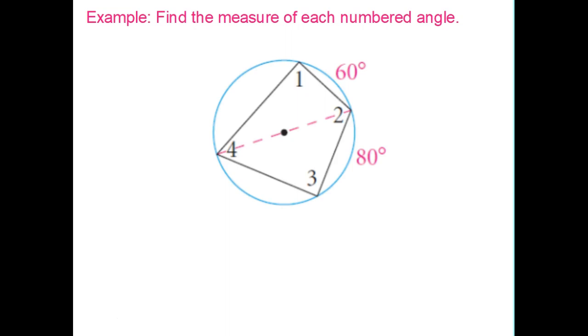In this next example, we're going to find the measure of each angle. So you can see that we have 4: 1, 2, 3, 4. And what I'm going to do is label each of these vertices. I'm going to call them A, B, C, and D. And that might help us a little bit when we're talking about arcs. So we have 4 different angles that we're going to try and find. We don't necessarily need to find them in order.